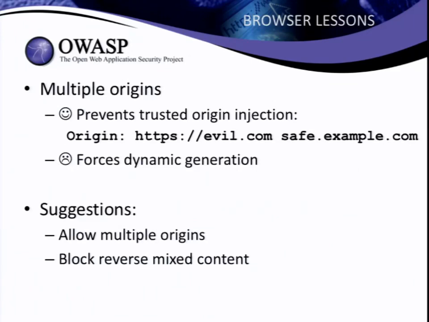Also, something else that browsers could potentially do, I think without causing massive breakage on the current internet, is to block what I've called reverse mixed content. Basically, that attack that I showed on Google Finance. So they could block access using CORS from an HTTP site to an HTTPS site. And that would help out the vast number of sites that forget to verify the protocol using CORS.